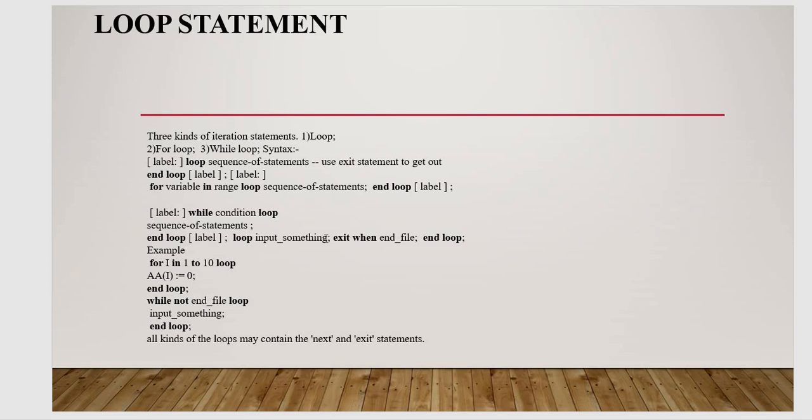And we can have a loop with input of something, then exit when, end loop, or something like that. For example, here: for I in 1 to 10 loop, A(I) is assigned equal to 0, end loop. Or while not end of file loop, input something, end loop. Like this, it will have all kinds of loops, and may contain either a next and then an exit statement. So this is the general syntax.